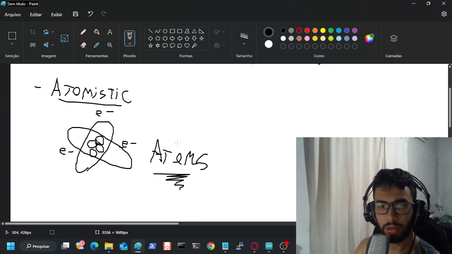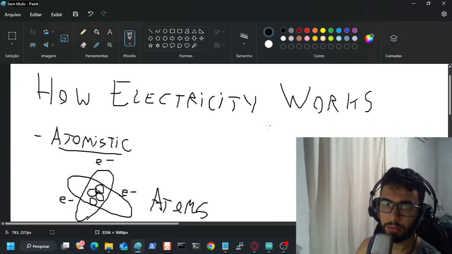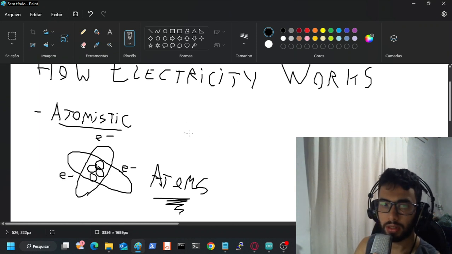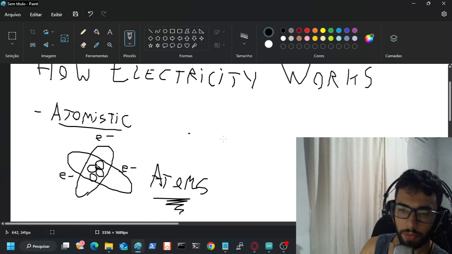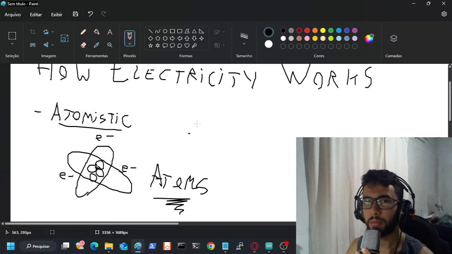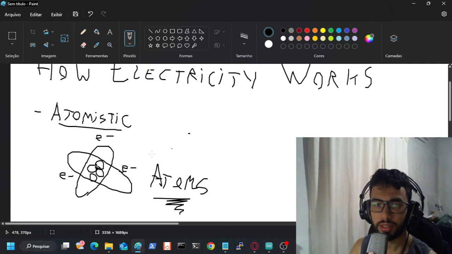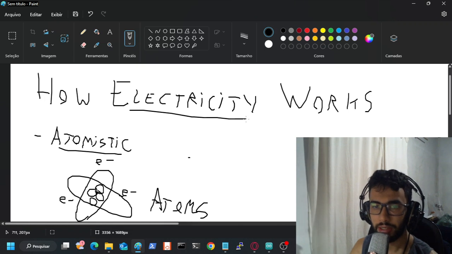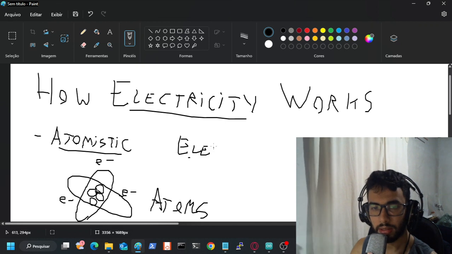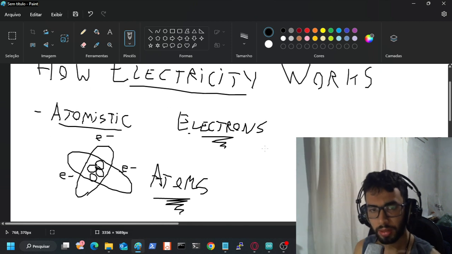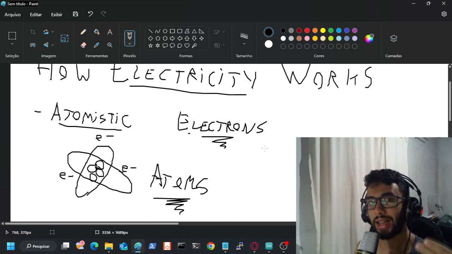Okay, so you already know what an atom is, right? We can consider it, for this class, the smallest part of matter. Of course we have a lot of other particles, but that is not the case for now, because we are just studying electrons. So electricity, the word electricity means electrons.